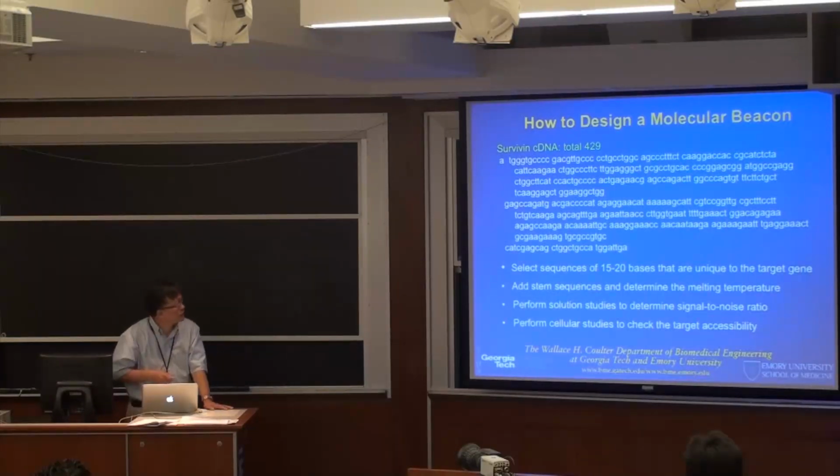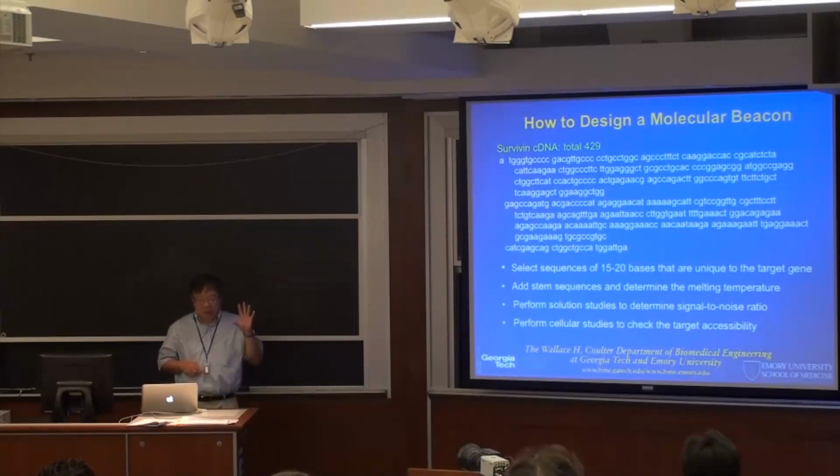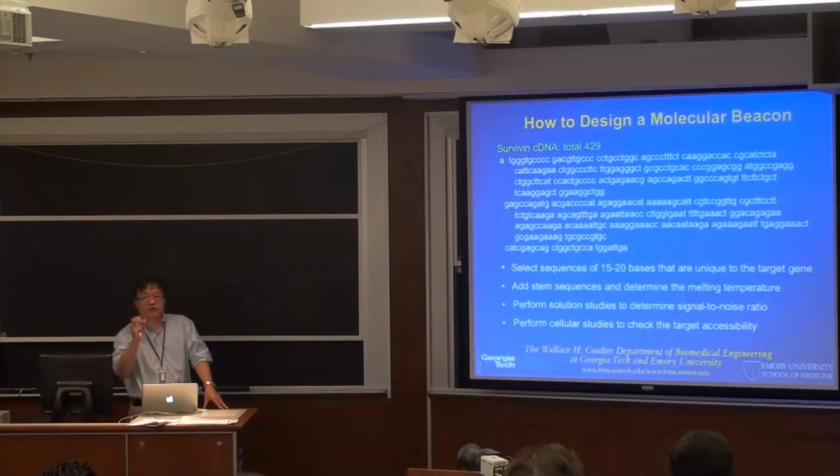Let me quickly go through some of the design issues. If you want to design a molecular beacon, first you know the specific sequence, such as survivin messenger RNA sequence. You get a sequence, then you select unique sequences, roughly 15 to 20 bases long, and you can use bioinformatics tools to search and identify the unique sequences, or you just choose a sequence, then you do a search to make sure that it's unique to the gene you want to target, right? So once you have that, usually it's fairly easy to identify those. Once you have that, you add a stem sequence, roughly either 4 or 5 bases. You add the short sequences to the end of your target sequence to form the hairpin.